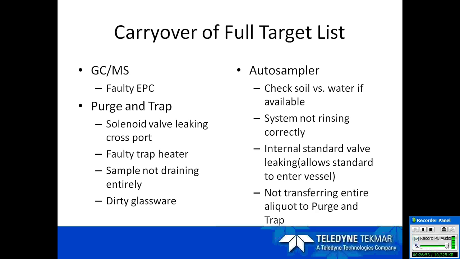Then another possibility for the auto sampler to have a full list carryover would be if your internal standard valve is leaking across port. Say you're pushing your sample through the internal standard manifold, and if it's leaking, it's going to allow some of that sample to be pushed back into the reservoir where your internal standard is stored. And then the next run that comes through, that sample that was pushed back into the internal standard vessel might be shot back in to cause carryover. So go through and make sure your internal standard valve is working correctly and not leaking across the port.